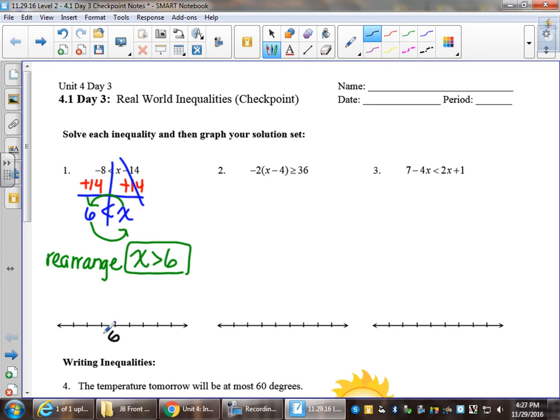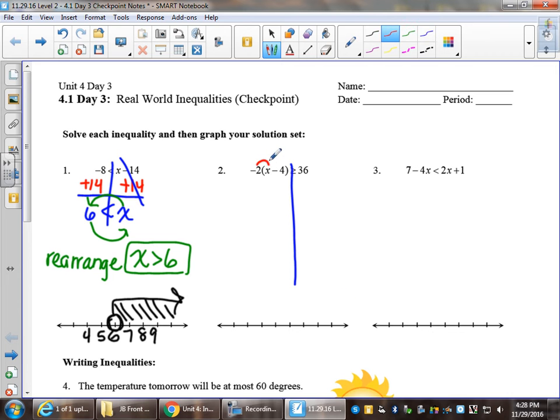So put 6 somewhere in the middle, count back a couple and forward a couple. It'll be an open circle on 6 and shade to the right. Number 2, line down the inequality sign. If you know how to do this one, press pause, try it yourself, compare answers.